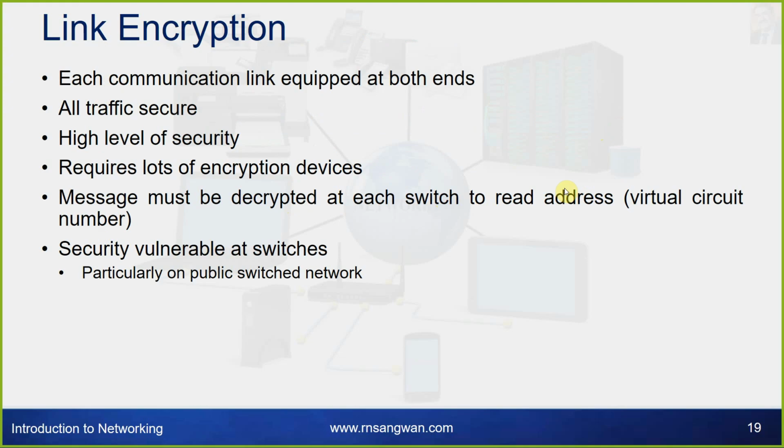Link encryption. Each communication link is equipped at both ends. All traffic is secure. High level of security. Requires a lot of encryption devices. Messages must be decrypted at each switch to read the address and virtual circuit number. Security is vulnerable at switches, particularly on public switched networks.